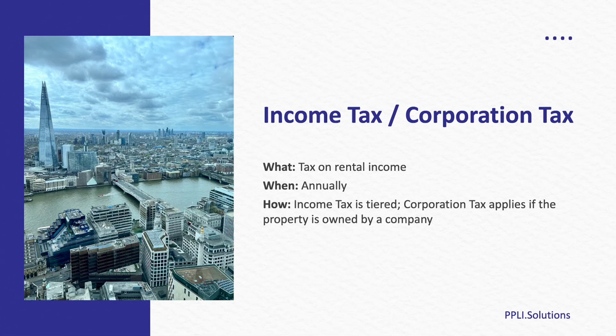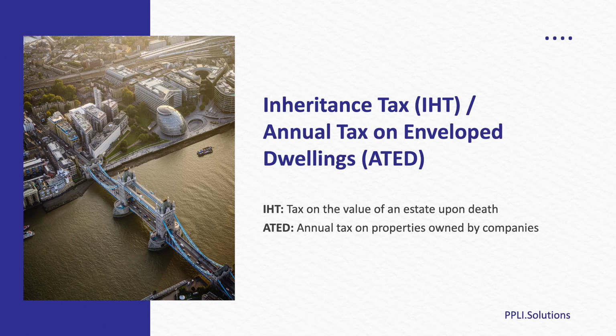This is paid annually on the rental income you receive. If the property is owned by a company, then corporation tax is paid instead, and the rates and rules differ slightly. Inheritance tax, or IHT, is levied on the value of a property when the owner dies.